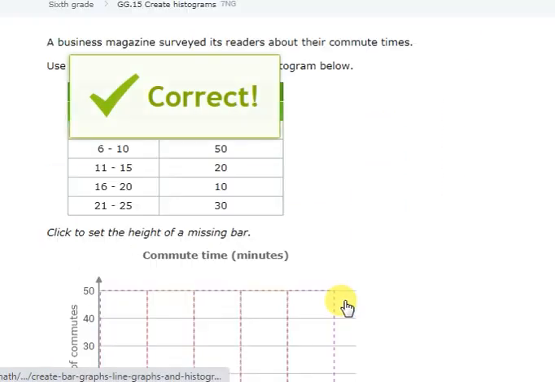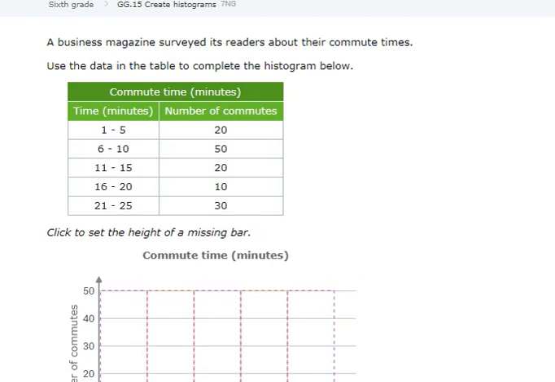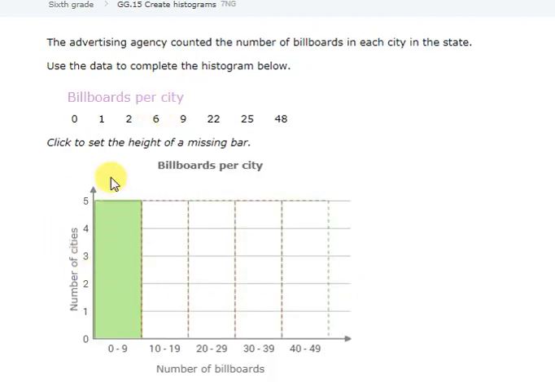Okay, this is the last question that I am giving the answer to. So this is the one. 0 is also a value, so you have to count this. 1, 2, 3, 4, sorry, 5 are here, which lie between 0 to 9, so there is a bar of 5. Then 22 and 25 are in this category, and then 48 is in this category. So the histogram should look like this.